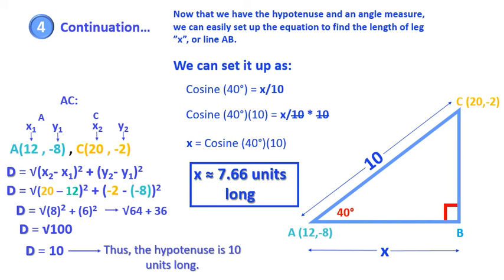Now that we have the hypotenuse's length of 10, and we have an angle measure, now we can easily set up the equation to find the length of leg x, or line AB. So we can set up cosine of 40 degrees equals x over 10. To isolate x, we'll multiply by 10 on both sides to get cosine of 40 degrees times 10, which is equal to x. And therefore, when we evaluate that, it'll become 7.66 units long when we round to the hundredths place, which is the length of leg x, or line AB.